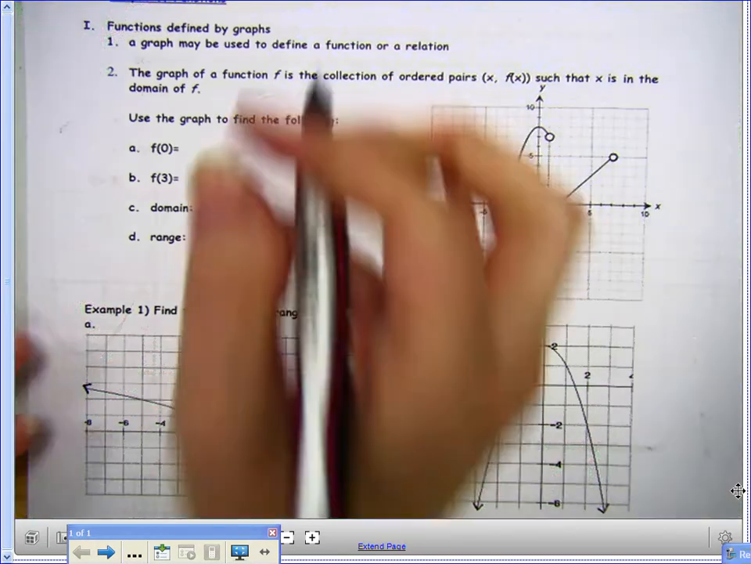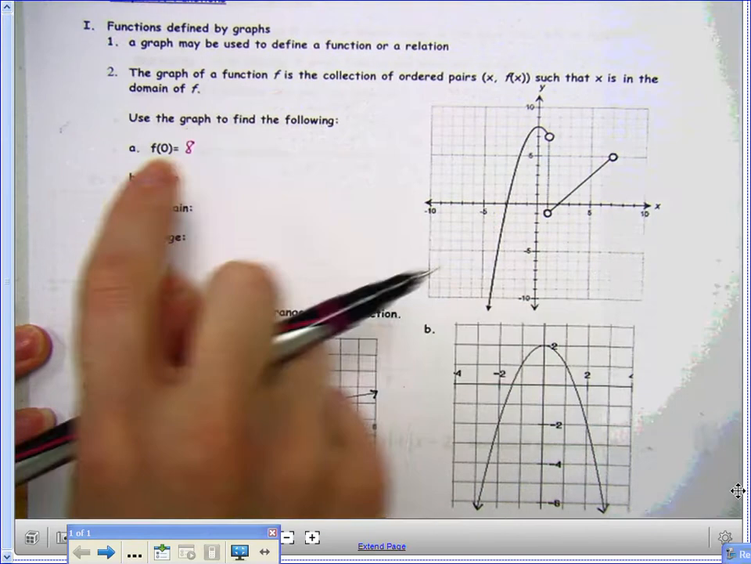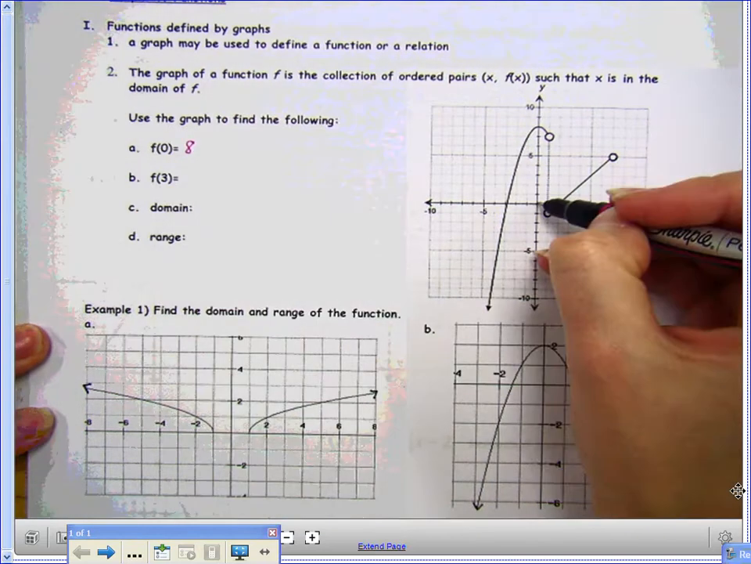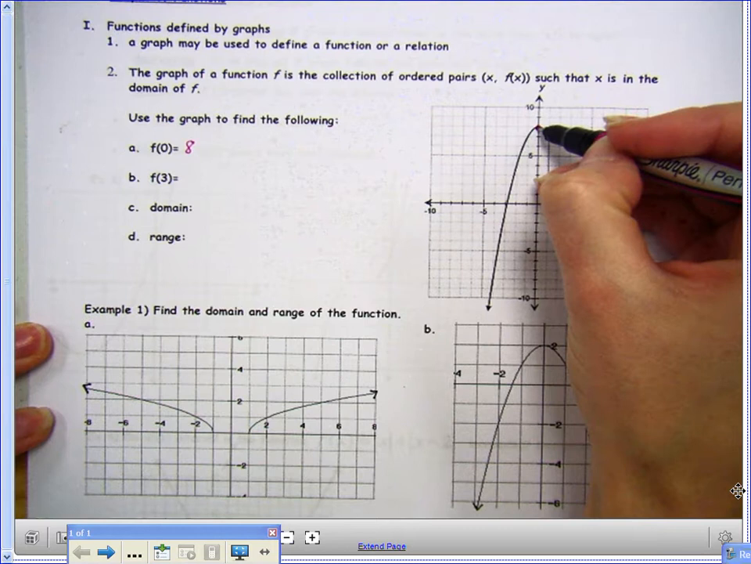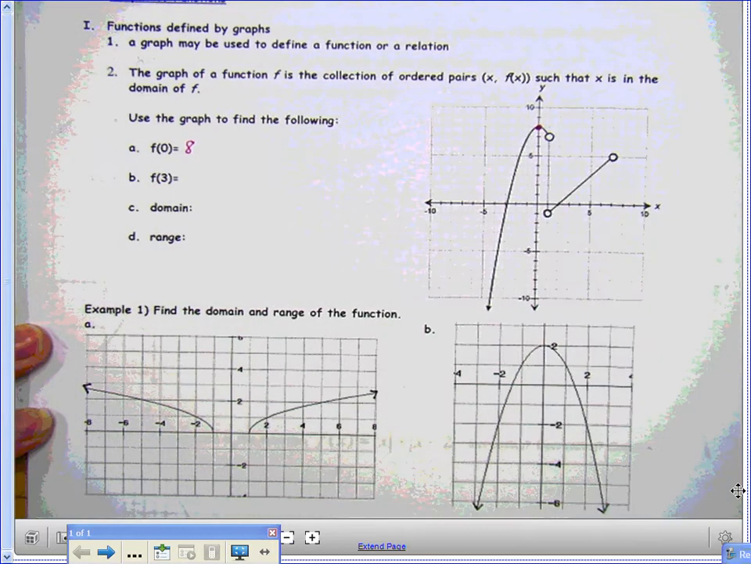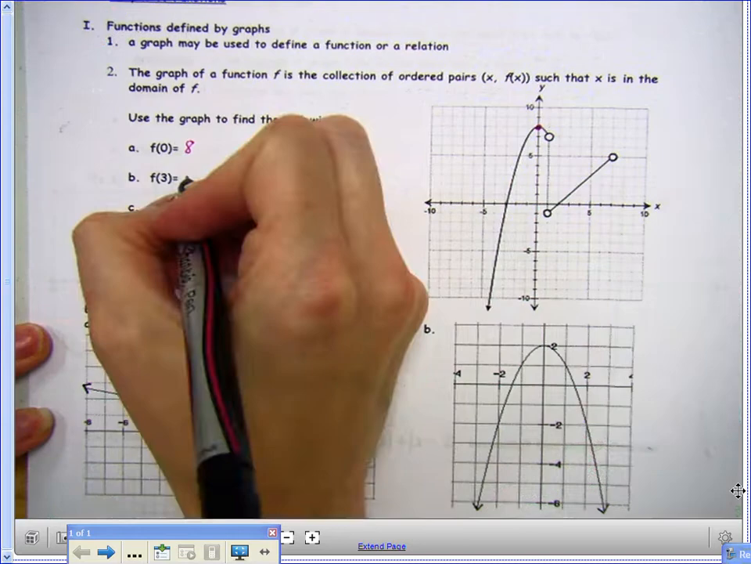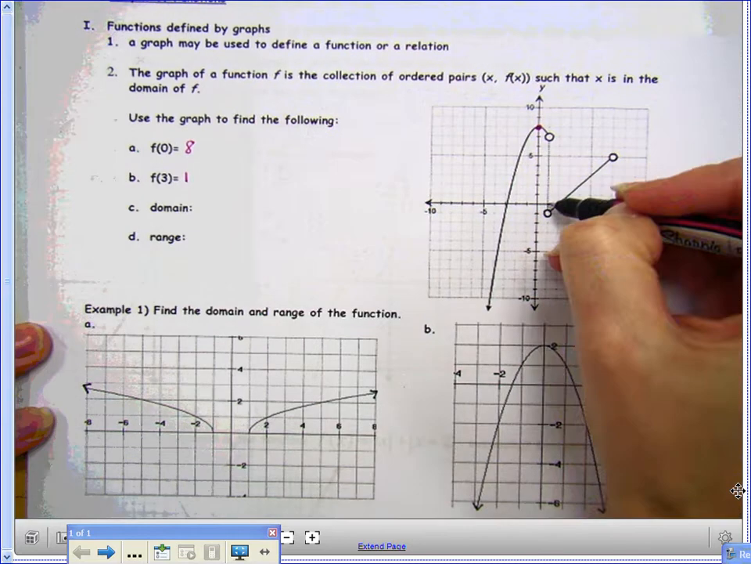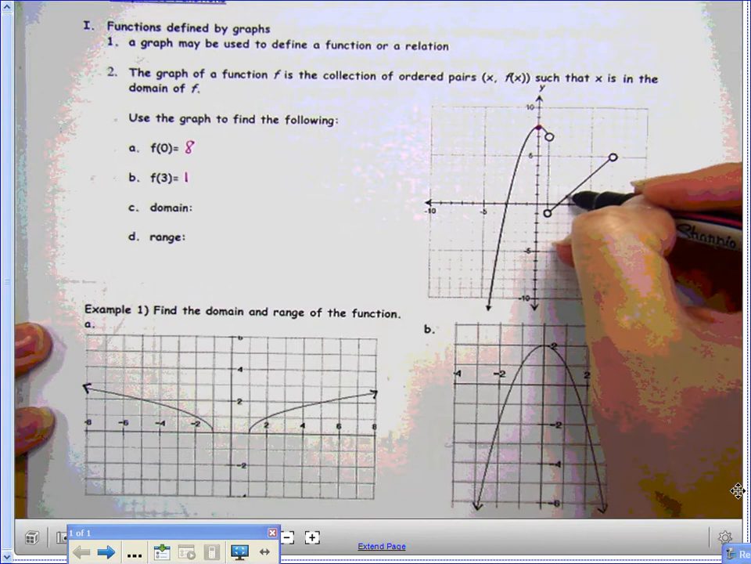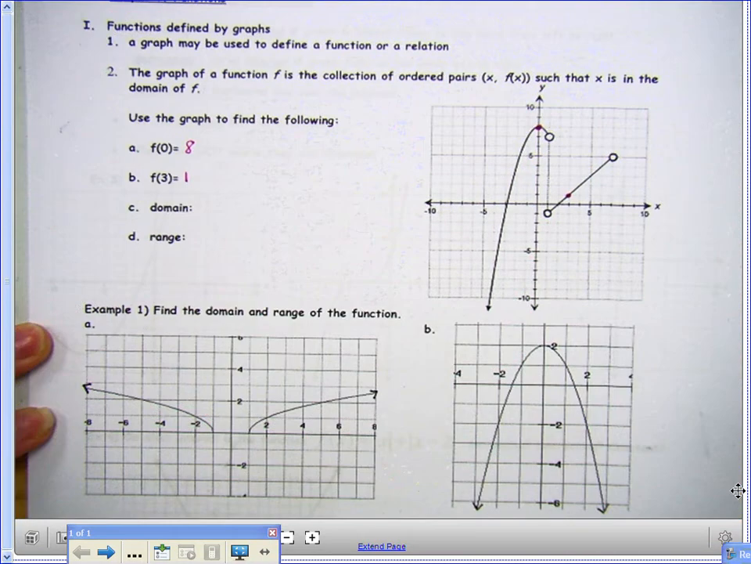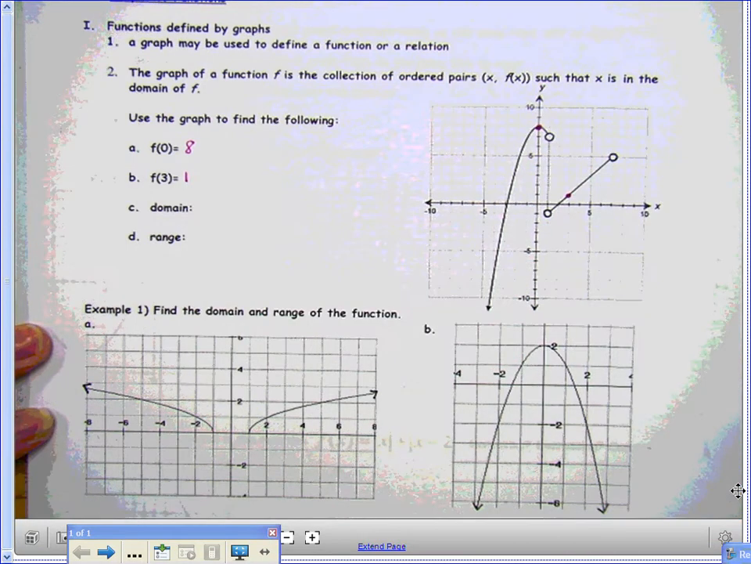8, because we're looking for when we have an x value of 0, what's our y value right up here, which is 8. So f of 3, what would that be equal to? A y value of 1. So when we have an x value of 3, we have a y value right here of 1. Then the domain of my equation, can anyone give me that?